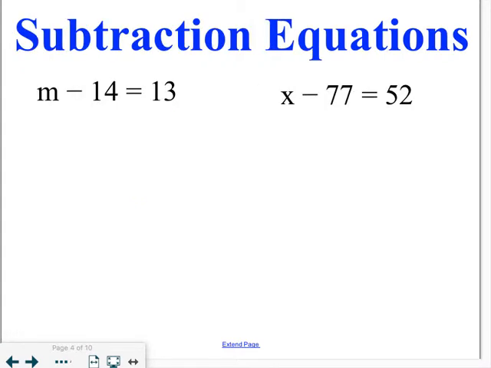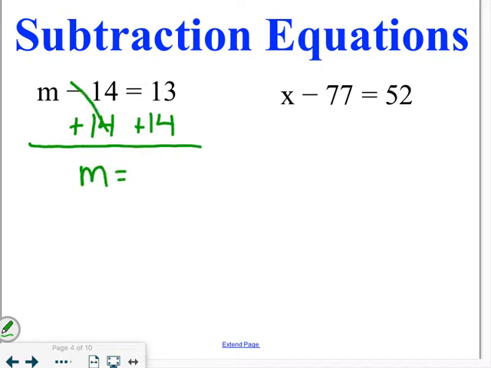Similar kind of thing happens with our next thing, which is the subtraction equation. So we're starting with m minus 14 is equal to 13. Something taking away 14 gives you an answer of 13. To figure that out, we want to isolate m. Once again with inverse operations, adding 14 to each side gives us an answer of m is equal to 27.